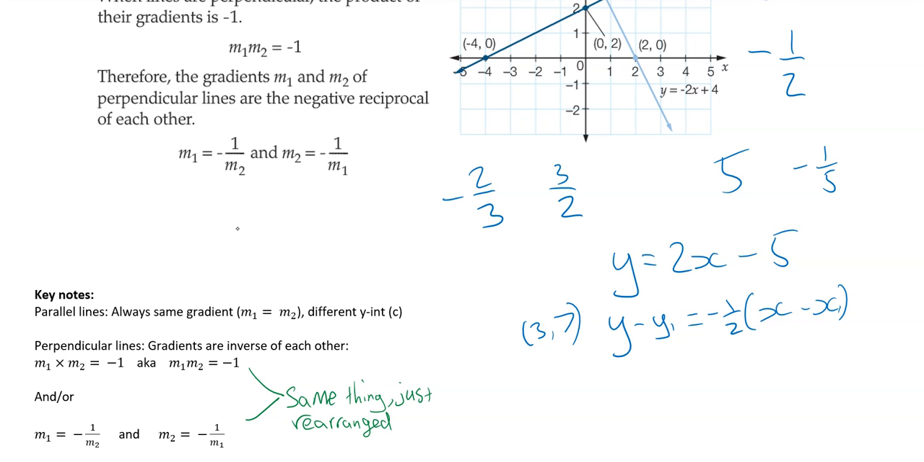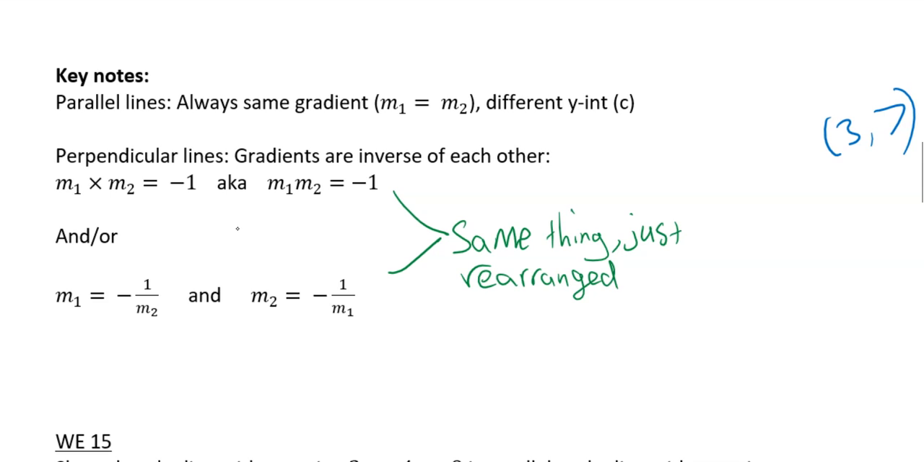Okay. So the key notes there, parallel lines always have the same gradient. So m1 is equal to m2. They generally have a different y-intercept. That's really the distinguishing factor there, because they're either going to be above the original equation or below the original equation. And the y-intercept is what really changes whether the function goes up or down in terms of its level.